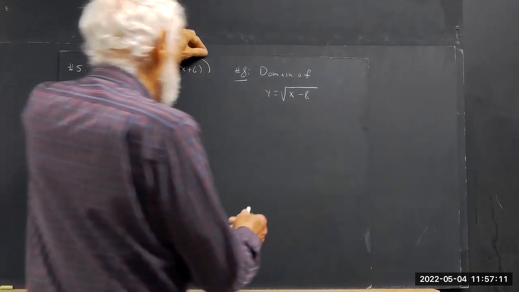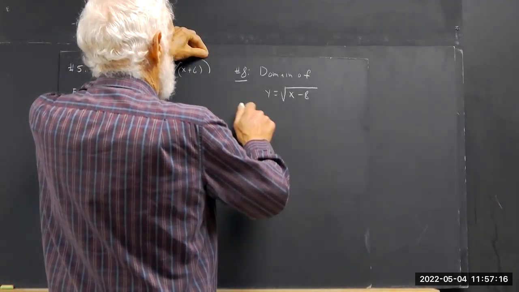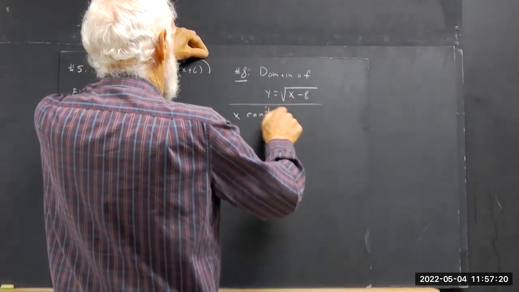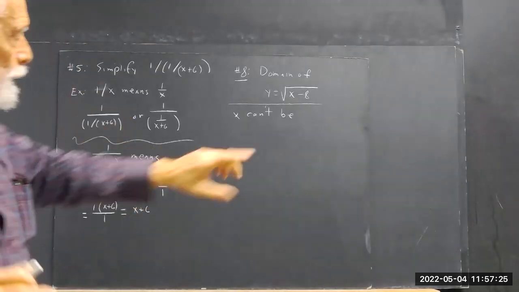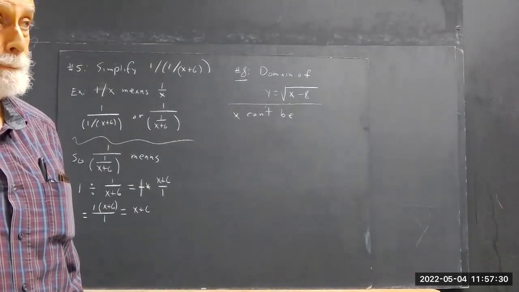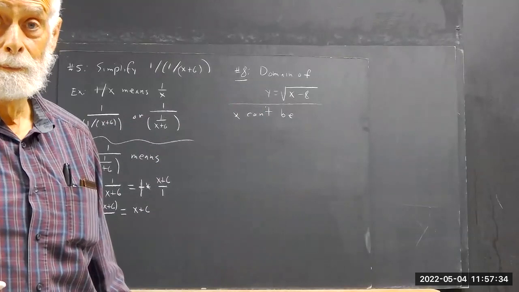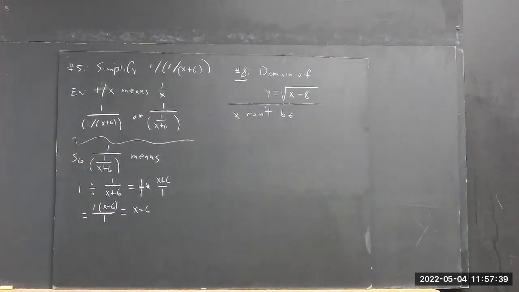Okay, the domain of y equals the square root of x minus 8. Well, can anybody show me with their fingers a number that x can't be, if we want to get a result here? Okay, x can't be 0. You're right. Let's talk about why x can't be 0.